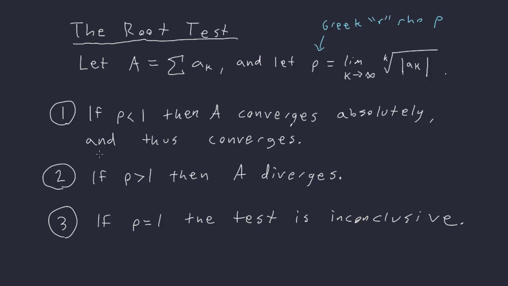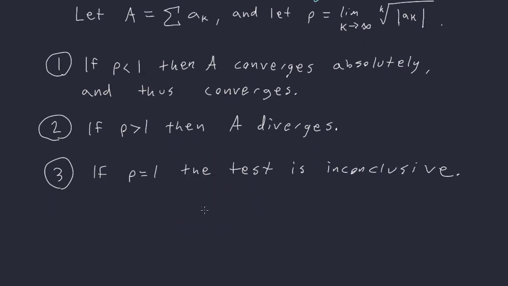All right, so let's get to the conditions. So we have a rho, which is this limit. Now, if rho is less than 1, then A converges absolutely, and thus just converges. If rho is greater than 1, then A diverges. And if rho is equal to 1, then the test, unfortunately, is inconclusive. Okay, so let's look at what's going on here, similar to how we did last time.